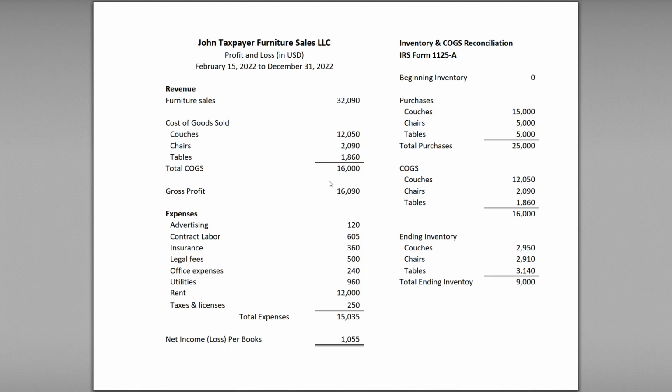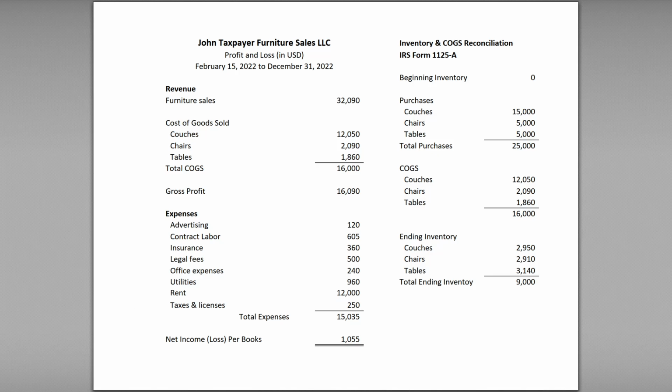So we do have cost of goods sold, so we've got inventory that we need to be tracking. We have advertising, some labor costs, insurance, legal fees, office expenses. We've got some utilities there, rent, right? The location rent, and some taxes and licensing fees.